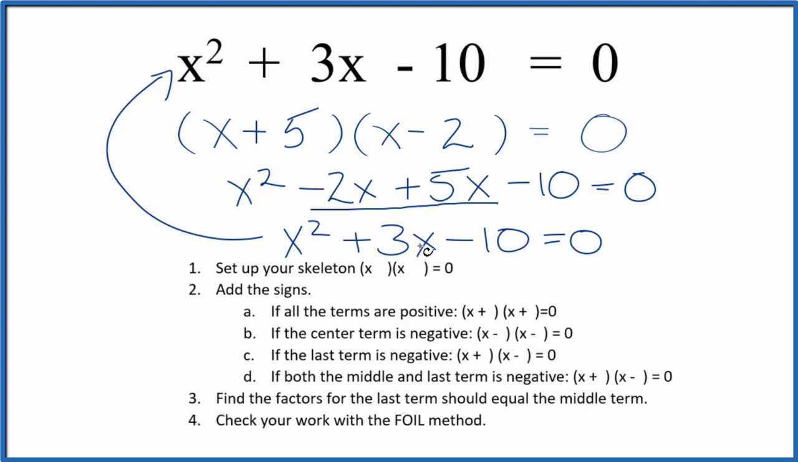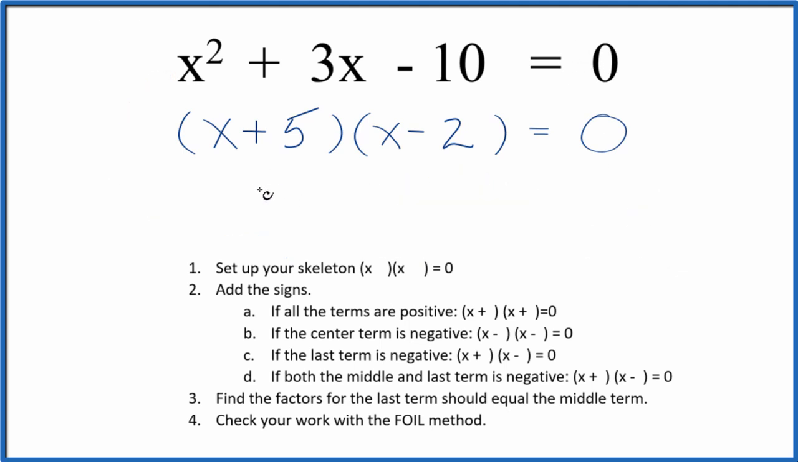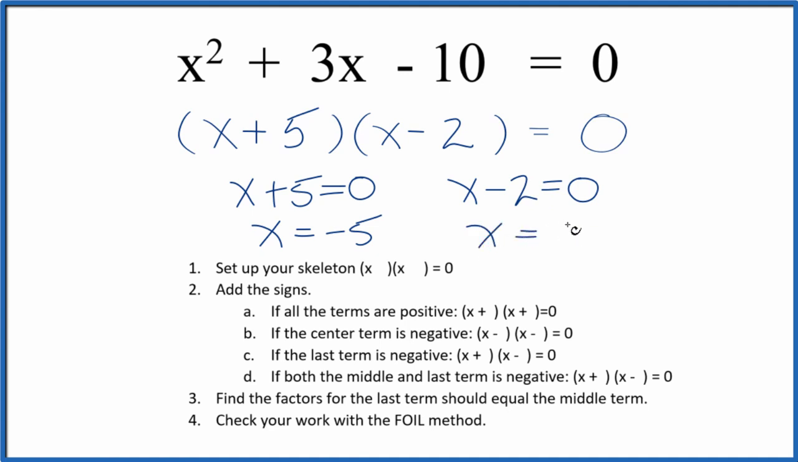Let's briefly find the values for x that'll make this side of the equation 0. So we have 0 equals 0, a true statement. We could say x plus 5 equals 0, so x would equal a negative 5. And then x minus 2 equals 0, so x equals a positive 2.